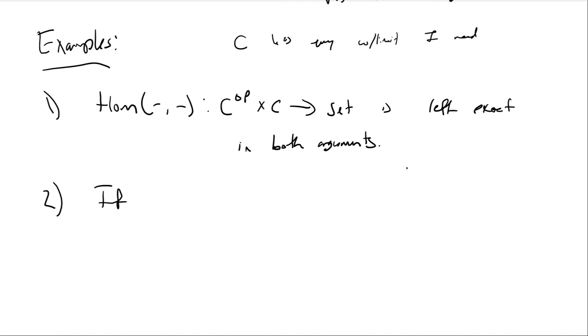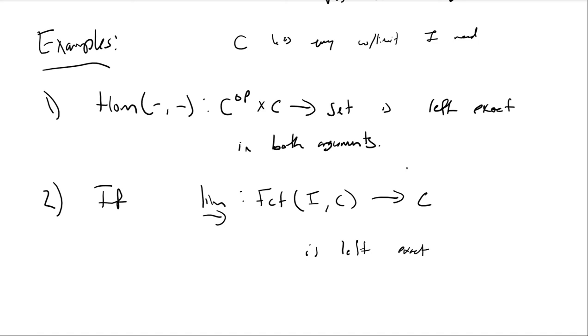What I want to say is that the functor lim, which eats functors out of an indexing category into a given category, therefore diagrams, and evaluates them, I want to say that that's left exact. This only makes sense, though, if C actually has limits of those shapes.